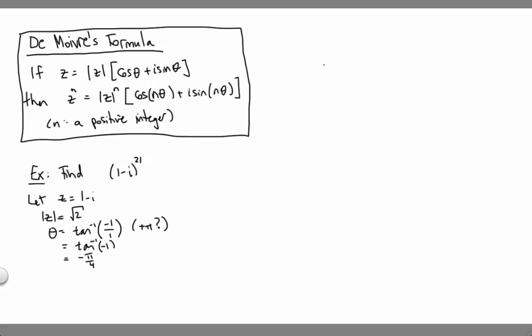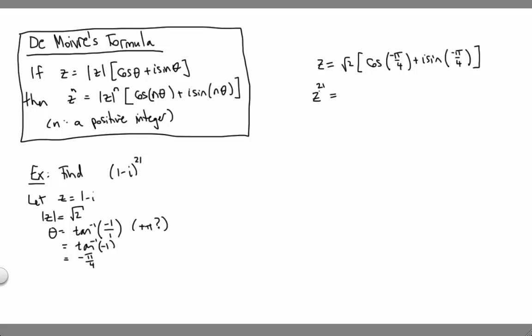So negative pi over 4 is our angle. So what that allows us to do is then write z in polar. So we can say z is root 2 times cos of minus pi over 4 plus i sine of minus pi over 4.